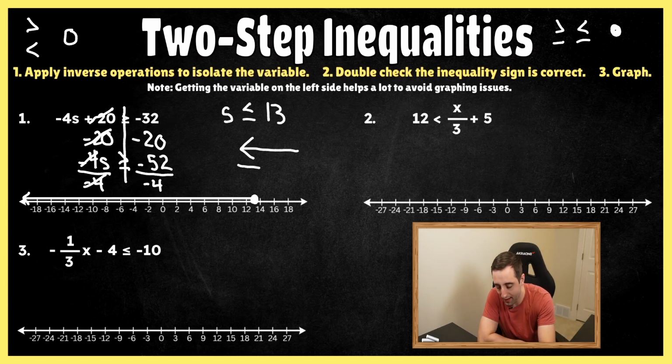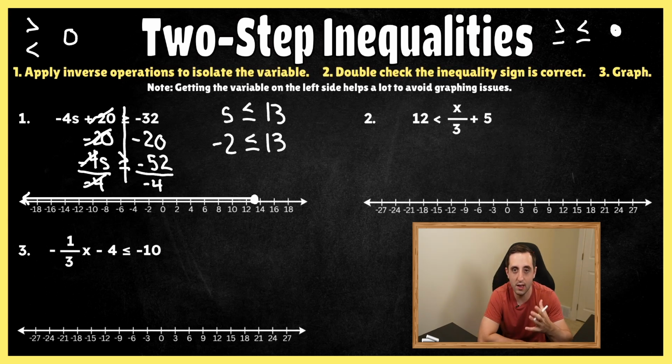Now, what does that graph actually mean? If you take any of these numbers that are on this line and plug it in for the variable, in this case, let's pick negative 2 that's on the line. Negative 2, if you plug it in for the variable, it's going to make your inequality true. Negative 2 is definitely less than or equal to the number 13.